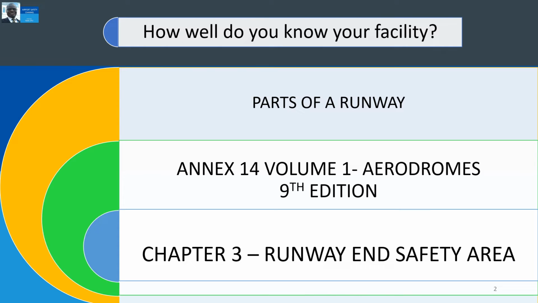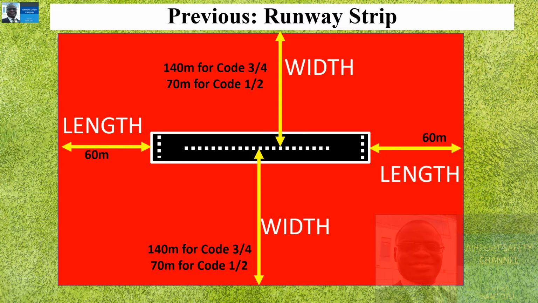Still treating the topic, how well do you know your airport? Parts of a Runway, Annex 14, Volume 1, Aerodromes, 9th edition. And we are on Chapter 3, Runway and Safety Area. As a reminder, we treated runway strip in our last video. If you have not watched it, I encourage you to go back and watch the last video because it has great influence on today's presentation.